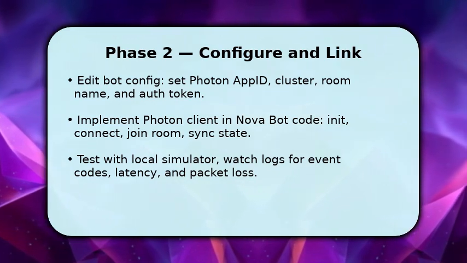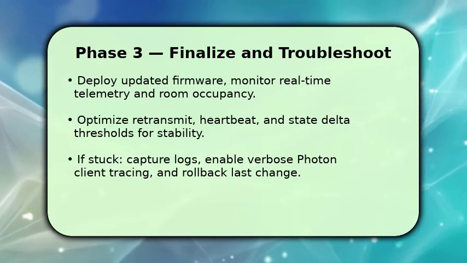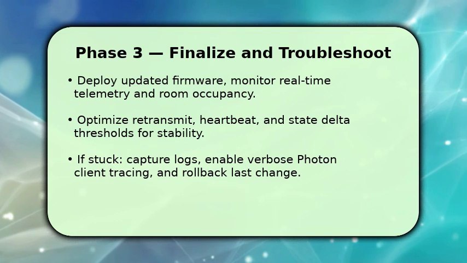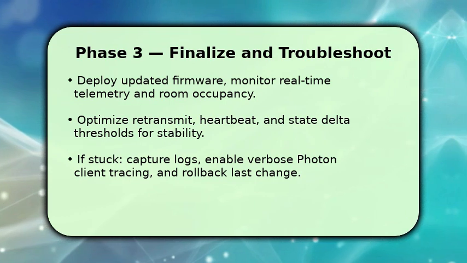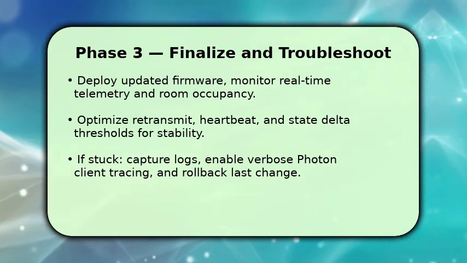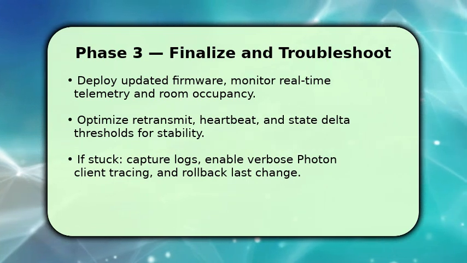You finish by flashing the updated firmware and joining the production Photon room, then watch telemetry to confirm real-time control and correct state replication. Make sure you tune heartbeat intervals and retransmit thresholds so the connection stays stable under load, and adjust state delta granularity to reduce bandwidth.